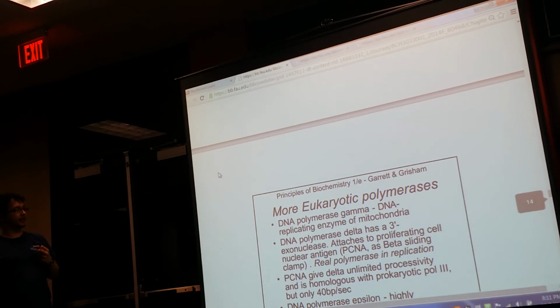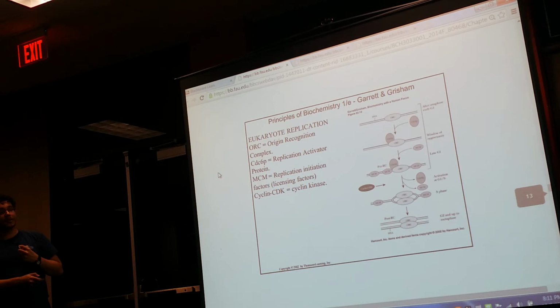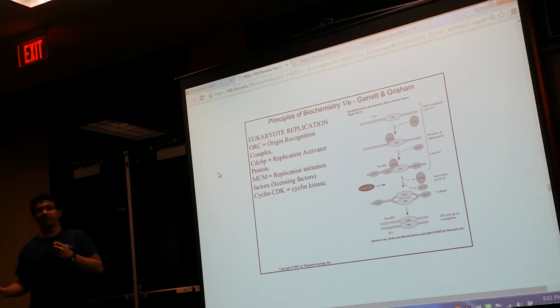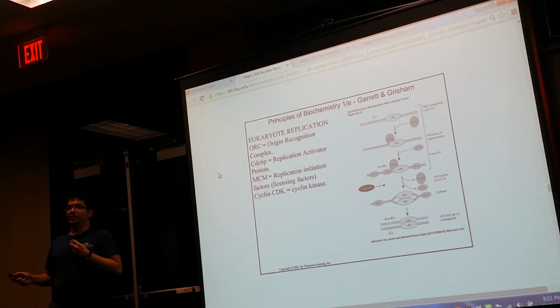Let's see. We already said, again, he doesn't care about the specifics of eukaryotic replication. In general, when he's comparing prokaryotes to eukaryotes, you need to know that eukaryotes have multiple sites, multiple origins of replication.